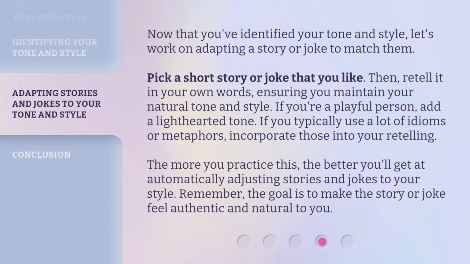Now that you've identified your tone and style, let's work on adapting a story or joke to match them. Pick a short story or joke that you like. Then, retell it in your own words, ensuring you maintain your natural tone and style. If you're a playful person, add a light-hearted tone. If you typically use a lot of idioms or metaphors, incorporate those into your retelling. The more you practice this, the better you'll get at automatically adjusting stories and jokes to your style. Remember, the goal is to make the story or joke feel authentic and natural to you.